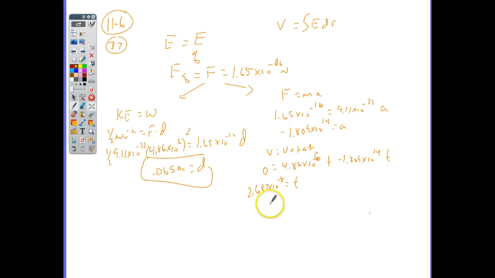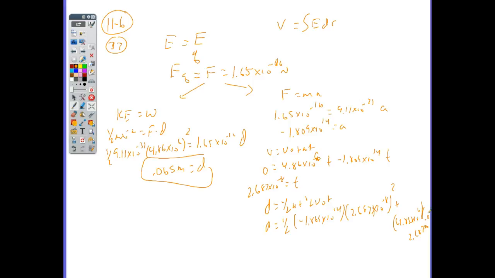Okay, so now I'm going to go d equals 1/2 at squared plus v naught t. The distance is equal to 1/2 the acceleration, which is negative 1.809 times 10 to the 14th, times the time, which is 2.687 times 10 to the negative 8th, squared, plus the initial velocity, which is 4.86 times 10 to the 6th, times the time, 2.687 times 10 to the negative 8th.